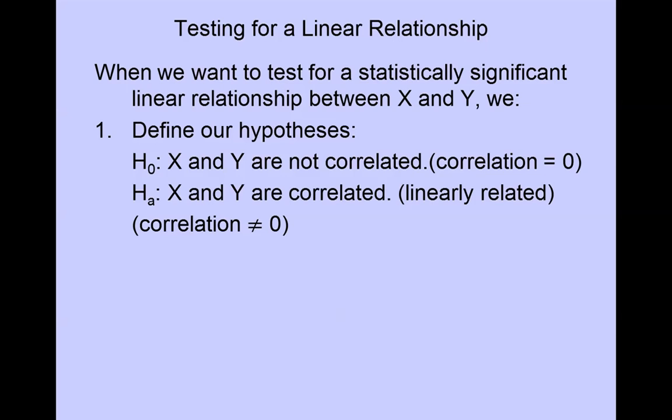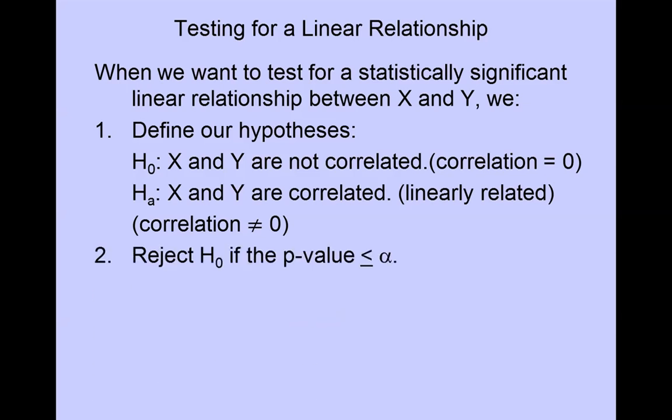Under the null hypothesis, we would say x and y are not correlated or linearly related. We could also say the correlation is 0 for the population data. Under the alternative hypothesis, we say that x and y are correlated or they are linearly related. In this case, we're saying the correlation coefficient for the population is not equal to 0.